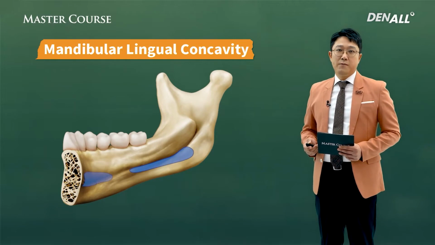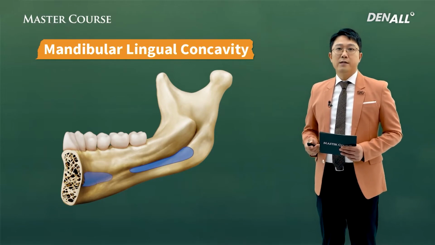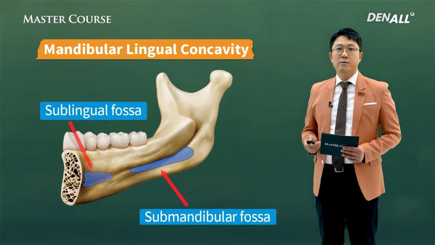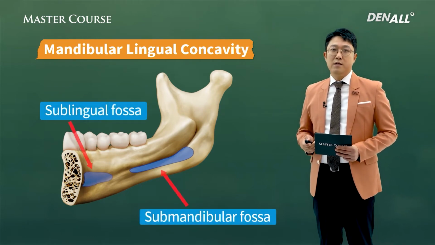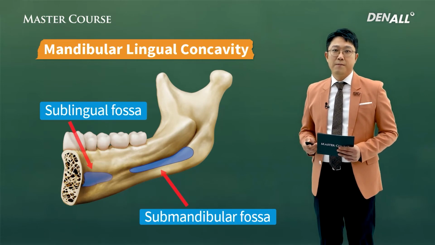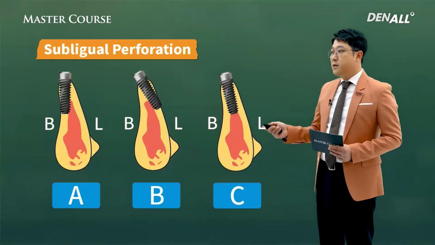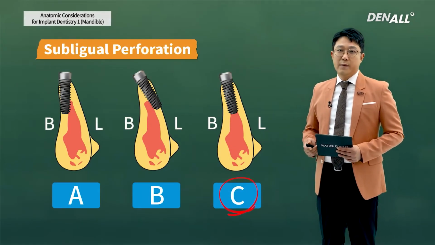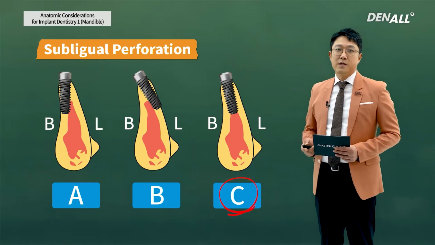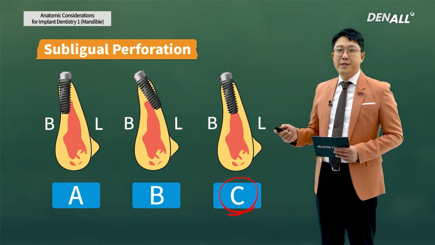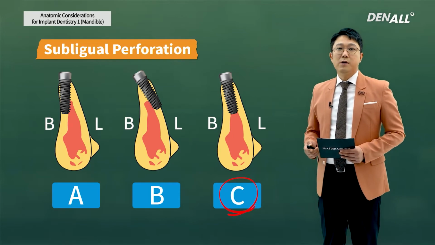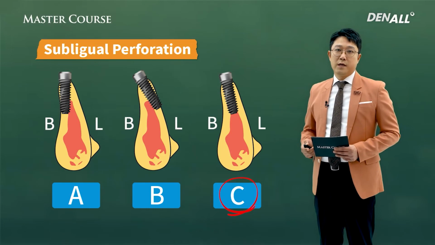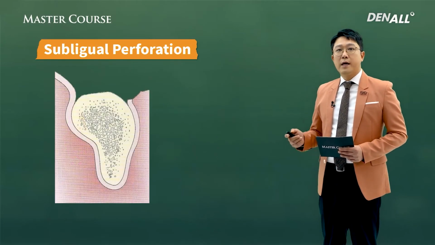Mandibular lingual concavity. On the lingual side of the mandible, as discussed before, the submandibular gland and sublingual gland run in this fossa. Implant is placed very well in C. However, if they are placed in A or B, in the case of B, it is too buccally inclined, then perforation can occur on the lingual side.